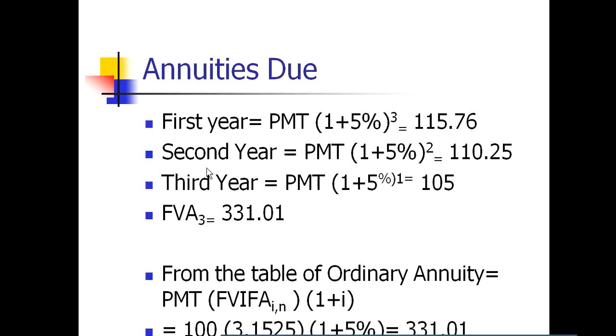Here we can see in the first year the payment will be calculated for 3 years, while the second year is for 2 years, and in the final year for 1 year. After that, we calculate all these numbers to get the future value for the annuity due. From the table, we have to multiply. Here we are going to use the table of the ordinary annuity.